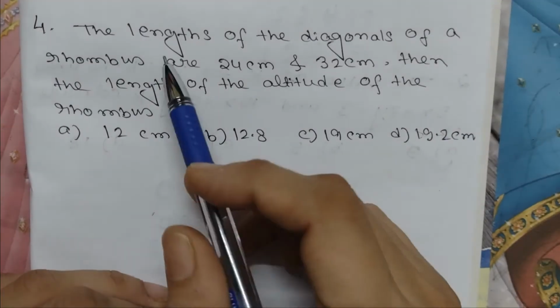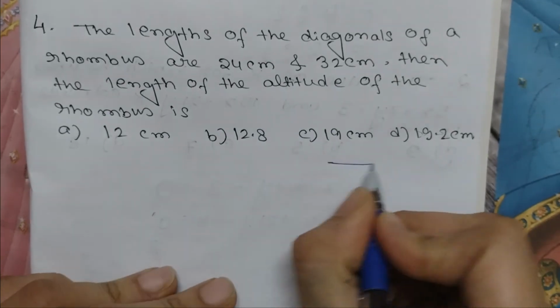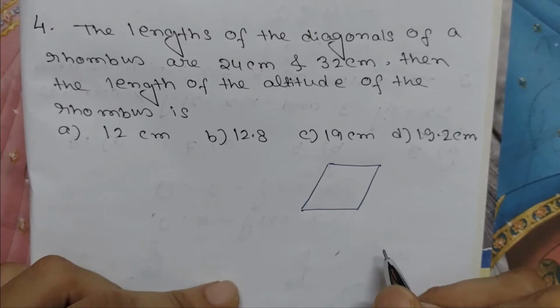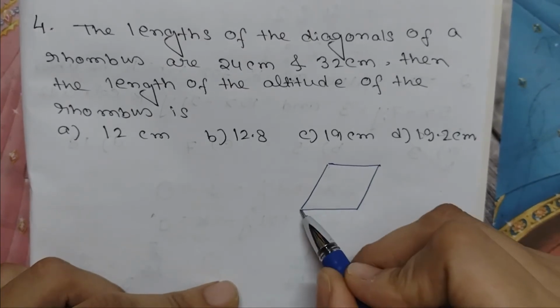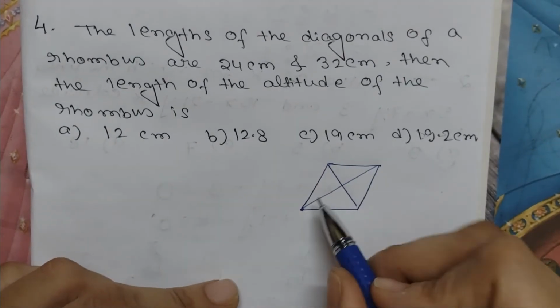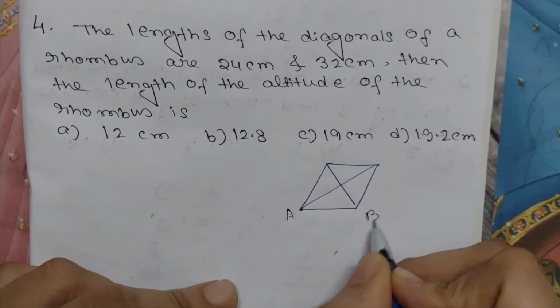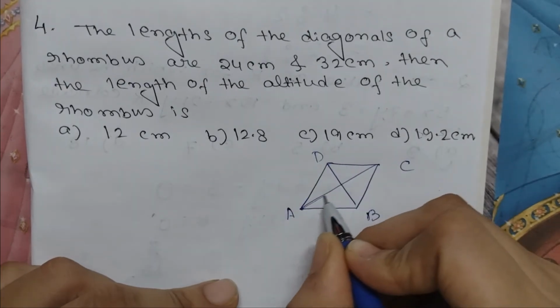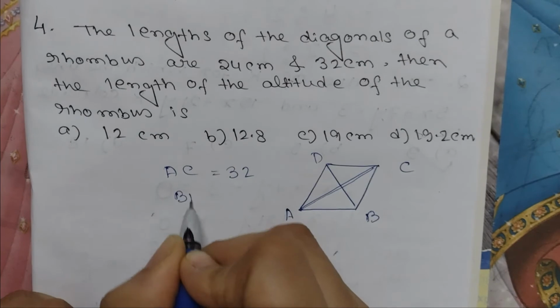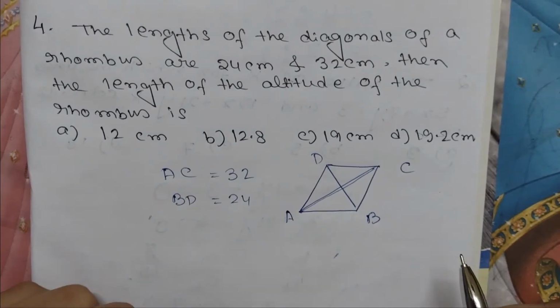Now come to the fourth question, the length of the diagonal of a rhombus. So let's draw one rhombus. The length of the diagonals are 24 and 32. In case of a rhombus, there is a longer diagonal and one shorter diagonal. If you name it A, B, C, D, you can see that AC is the longer diagonal. So AC is 32 centimeter and BD is the shorter one, so it is 24 centimeter, right?